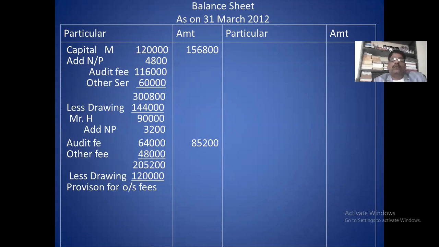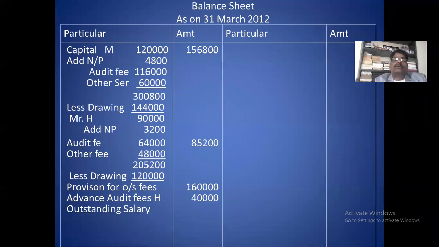Then you take the provision for outstanding fee. Current year outstanding fee is 1,60,000. Then current year advance. Current year advance from H is 40,000. Okay. Then current year outstanding salary. Current year outstanding salary is 40,000. Like this, you take the current year, not the previous year. Okay. Then asset side.